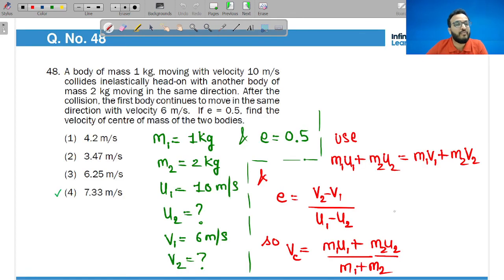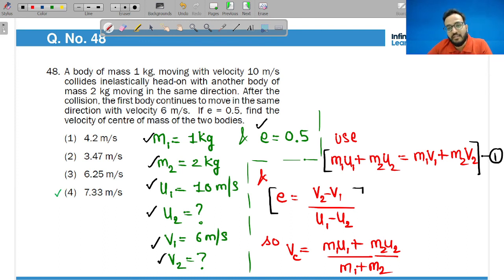Question 48. Again, the same kind of question they have given. In this question, I'm not going to waste time. M1 is given, M2 is given, U1 is given, U2 is not given, V1 is given, V2 is also not given. So two variables are not given and E is also given. So you have to use two equations. Equation number 1 is momentum conservation. Equation number 2 is the coefficient of restitution. Once you know V2 and U2, VC is very simple. Just find out U2. VC is M1 U1 plus M2 U2 upon M1 plus M2. This is the third equation that will give your answer.